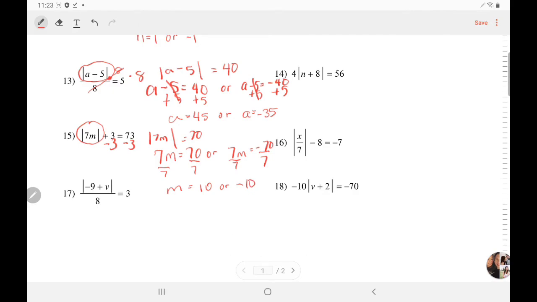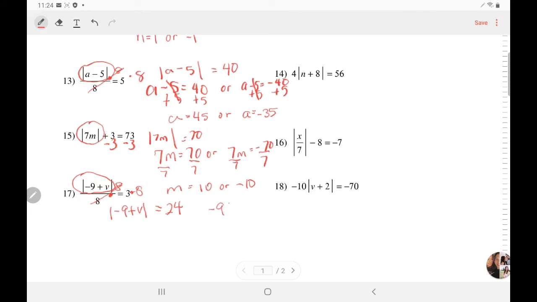Lastly, let's isolate our absolute by getting rid of 8. 8 is being divided, so opposite of that is to multiply by 8. You always balance it by doing it to both sides. The 8s are now canceled, so absolute of negative 9 plus v equals 24. That's a little bit messy, so let's erase that and make it better. So that it's isolated now, we'd work over here.